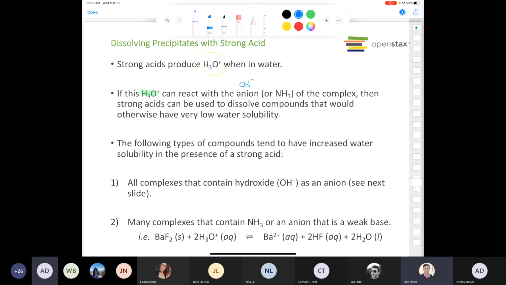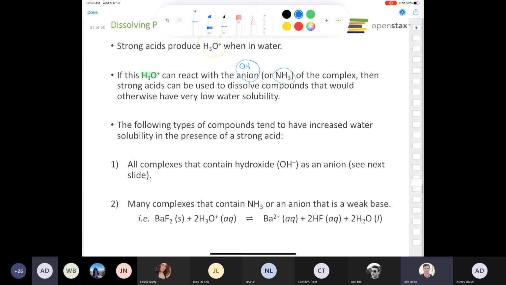So hydronium could react with an anion like a hydroxide, or an ammonia of a complex, right? Because an acid can react with ammonia to form the ammonium ion. Okay, good. So we can take advantage of that to dissolve compounds that would otherwise be insoluble or relatively insoluble in water. So what are the types of compounds that tend to have an increased water solubility in the presence of a strong acid? First of all, if you've got a hydroxide as your anion, well, yeah, then it's going to dissolve even more. We're going to take a look at that on the next slide.